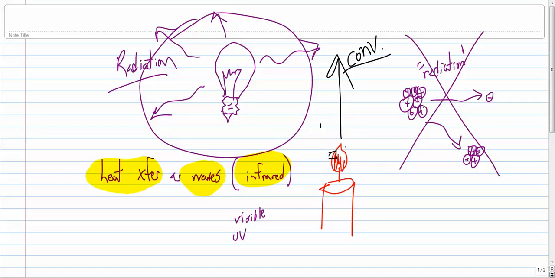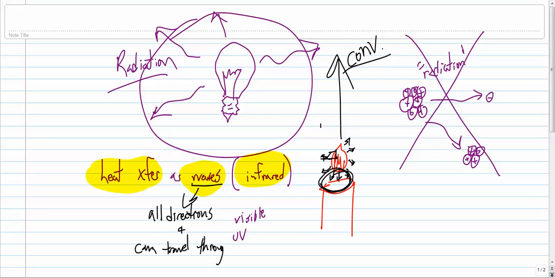What's going on here is the candle flame is giving off waves in all directions. And that radiation, that energy going in all directions, is called radiation. And the radiation is what's melting the wax. So these waves, they're kind of nifty. They can go in all directions. And extra nifty, they can go through a vacuum. So they can travel through a vacuum. And what do I mean by a vacuum? I mean like outer space.